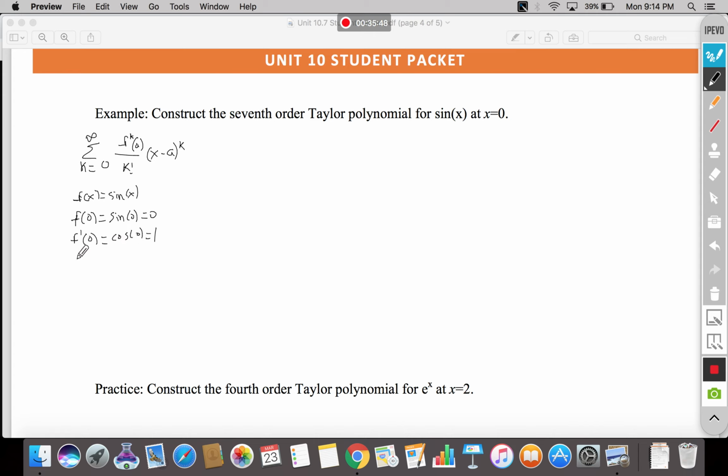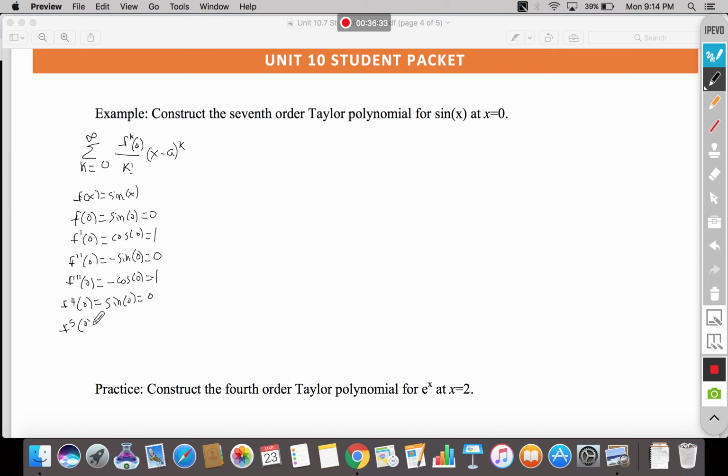All right, then take the derivative. I need the second derivative, f double prime of 0. The derivative of cosine is negative sine, so negative sine of 0, that's 0. All right, and we continue. f triple prime of 0 equals the derivative of negative sine, which will give me negative cosine of 0, which will give me negative 1. All right, I need the fourth derivative at 0. The derivative of negative cosine takes me back to positive sine of 0, so it's going to take me to 0. Okay, you start seeing the pattern now.